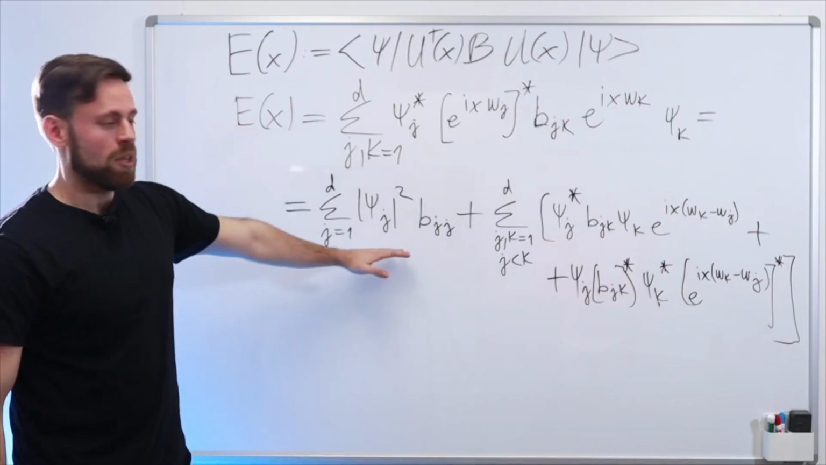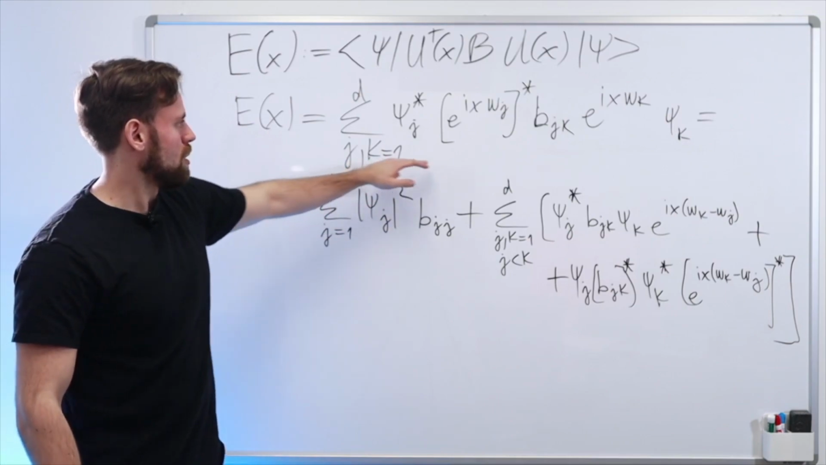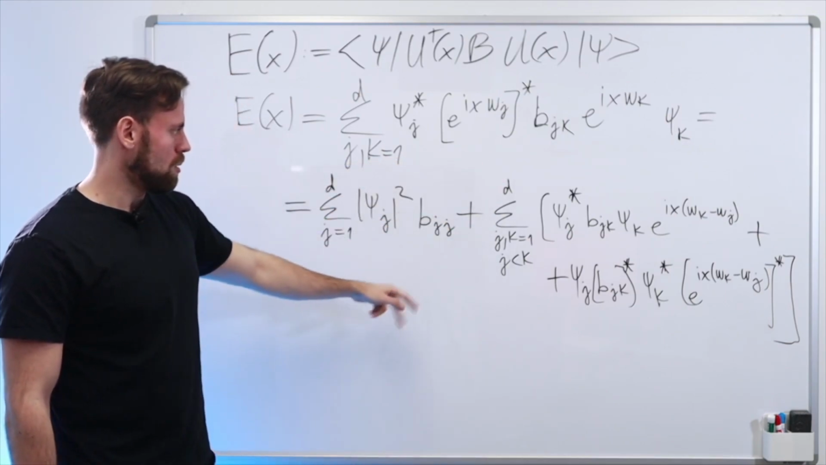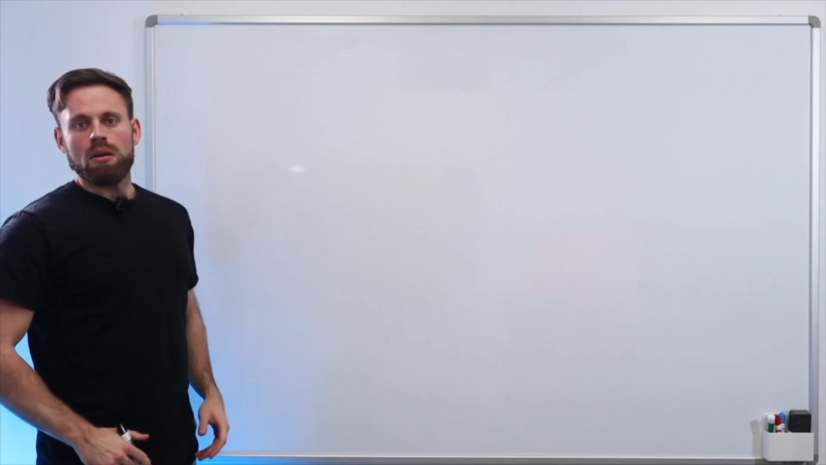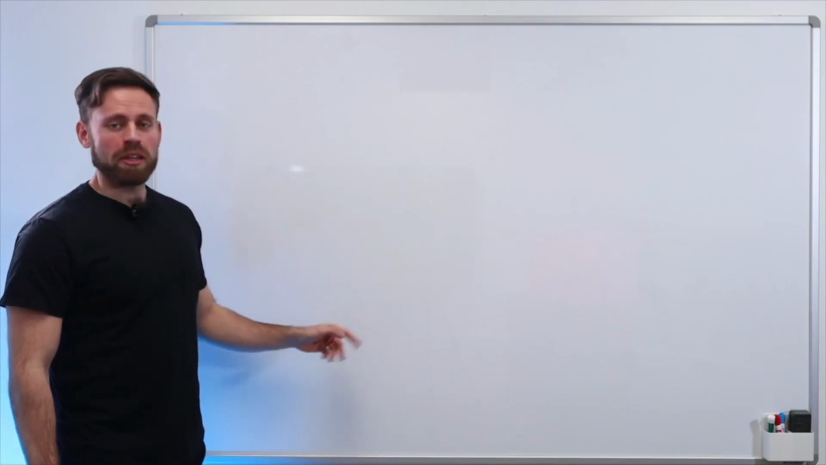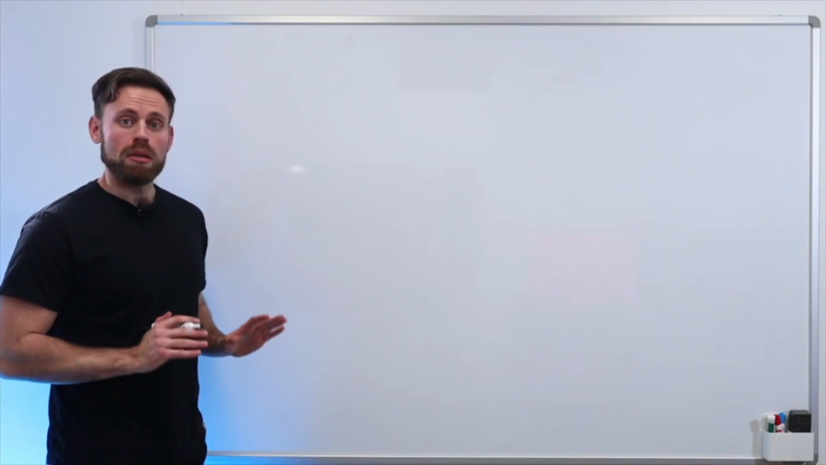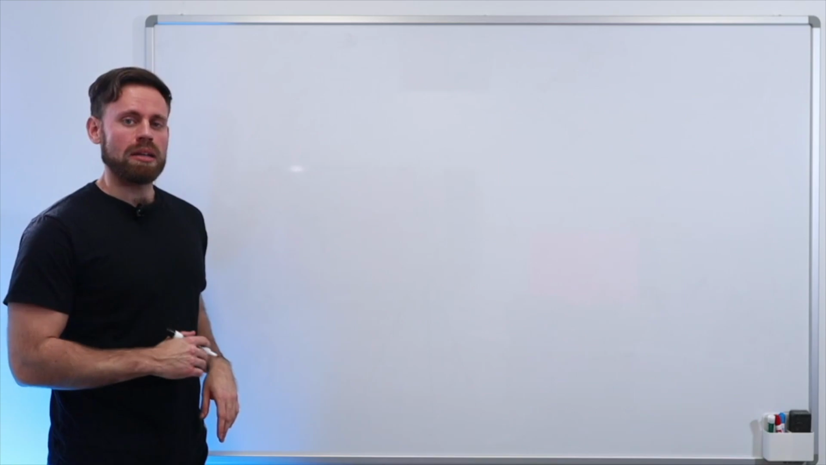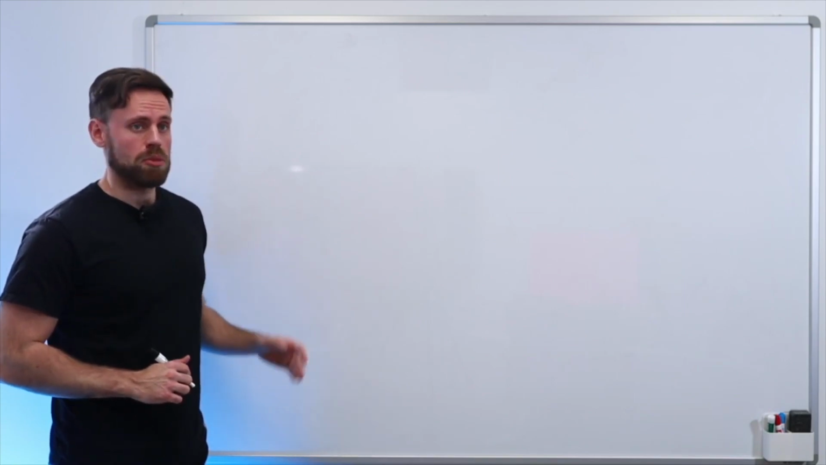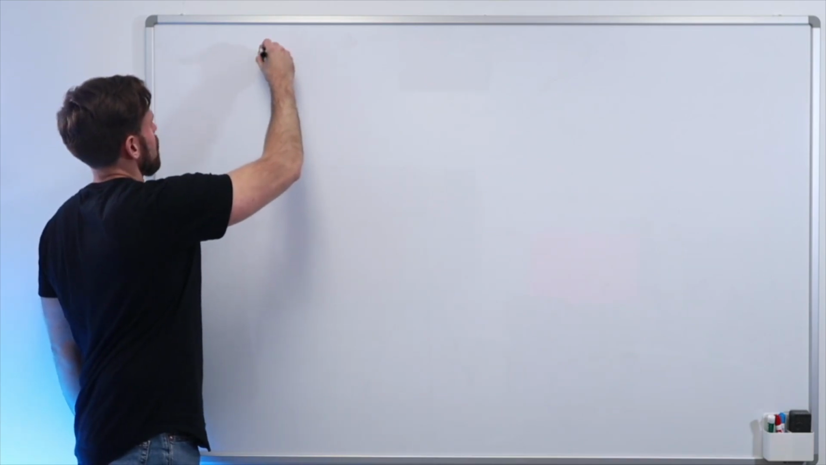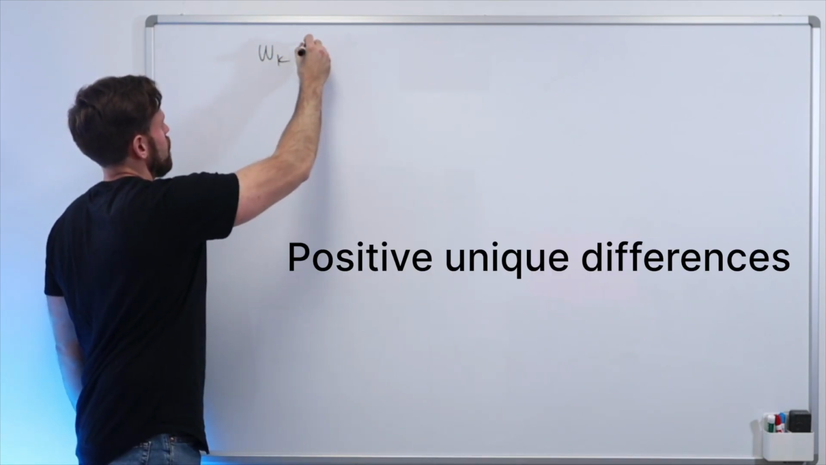So once again, what we've done here is that we have reordered these terms that are being summed based on their x-dependence. Okay, so we have seen how the expectation value of an operator can be expressed such that we are grouping up the x-independent terms and the x-dependent terms in our sums. Our next step here is going to be introducing the concept of positive unique differences.